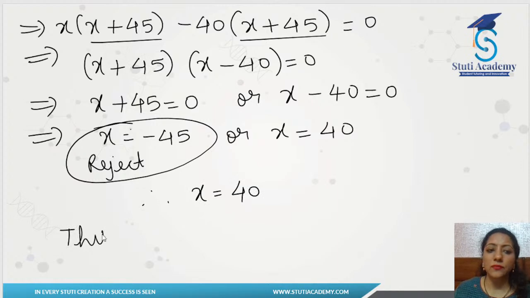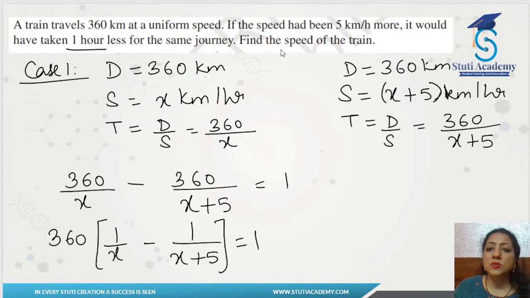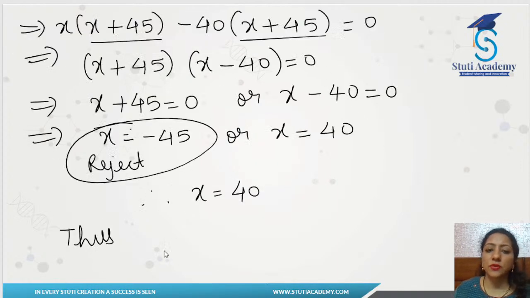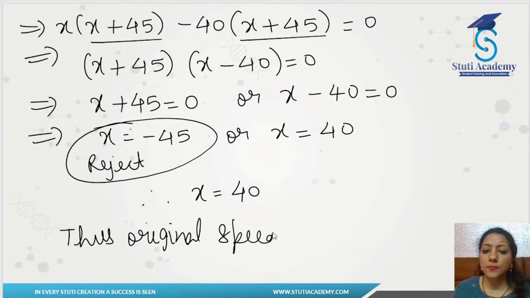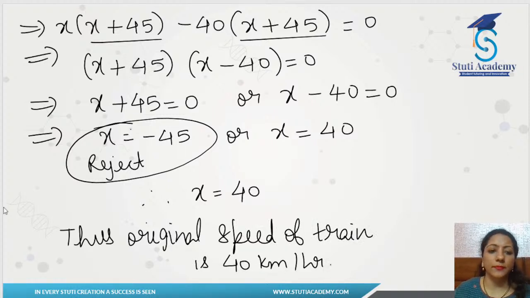So thus we have the speed of the train. That means the original speed of the train is 40 km per hour. Thus original speed of train is 40 km per hour.